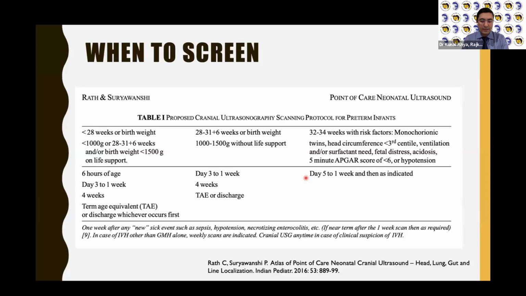So when and how to screen? We screen all the babies below 28 weeks, 1 kg at 6 hours of age, because there can sometimes be antenatal intraventricular hemorrhage also. It has medico-legal implications. We routinely do it between 3 days to 1 week after birth, at 4 weeks, and at the time of discharge or term equivalent age, whichever is earlier.